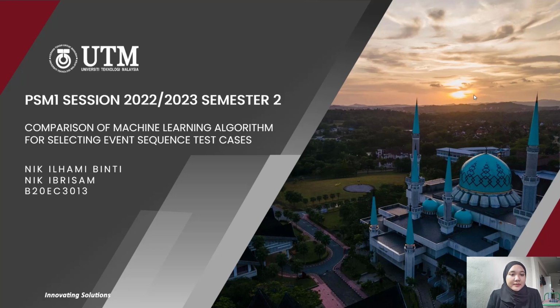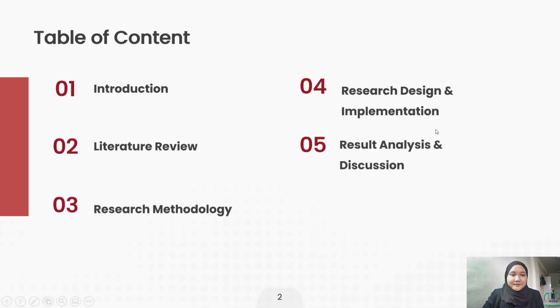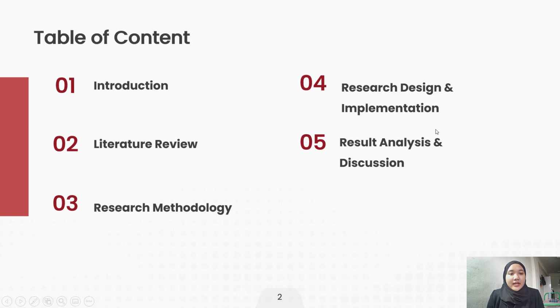My matric number is B20EC3013 and the title of my research is Comparison of Machine Learning Algorithm for Selecting Event Sequence Test Cases. First, in this slide, I am going to explain the introduction, the literature review, the research methodology, the research design and implementation, and the result analysis and discussion.